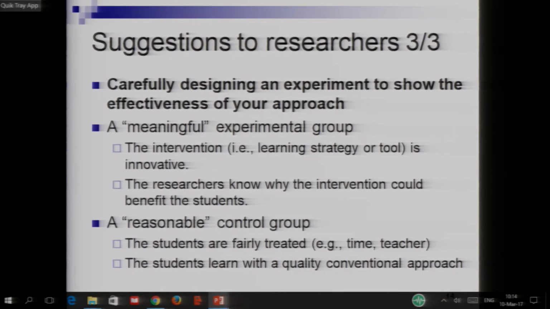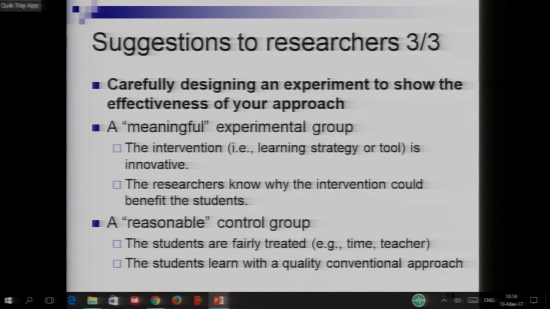So you need to have an experiment design with a meaningful experimental group. Why do I emphasize meaningful? Because sometimes we do some research that is not meaningful. For example, someone says, I want to use a concept map in mobile learning. Okay, I feel that is innovative because few studies have been conducted on mobile learning using concept maps.